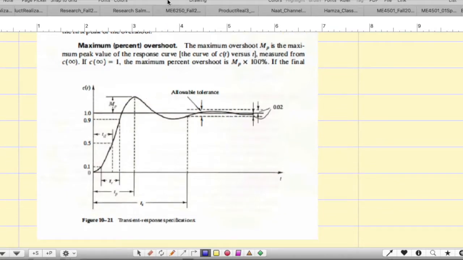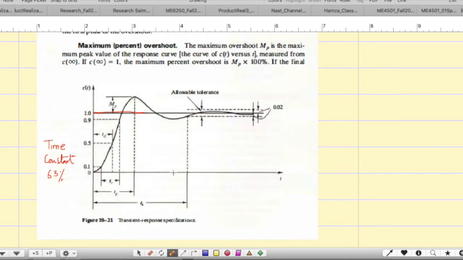The time to reach the set input varies from transfer function to transfer function, system to system. But we have made a definition that the time to reach 63%, from 0 to 0.63, is the time constant. Time constant is the time to reach 63% of the set value.